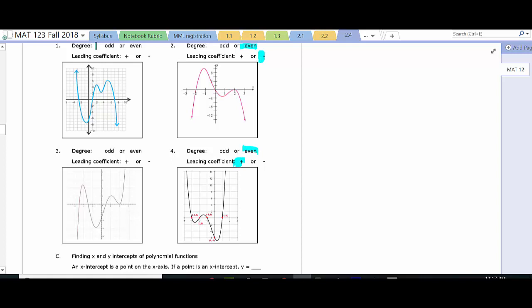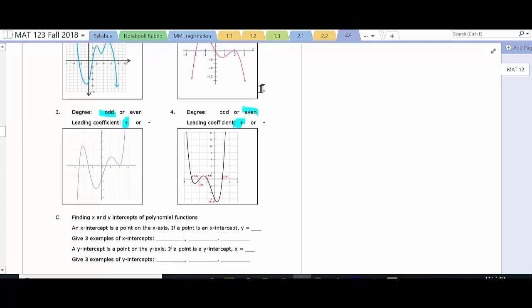Then the other ones are odd, and it goes like this. Positive will go like this. If it's a positive leading coefficient, it just means as you go to the right, it goes up. And if it's a negative leading coefficient, it's going to go like that. Everybody got that okay?